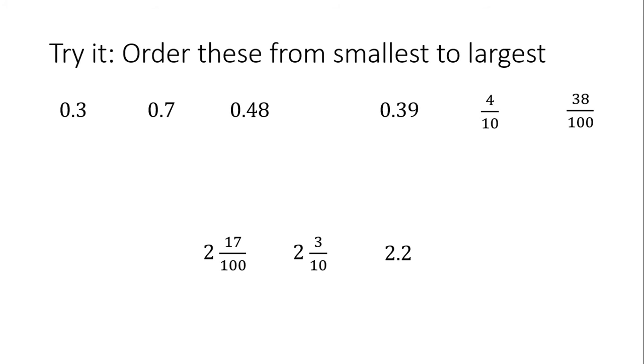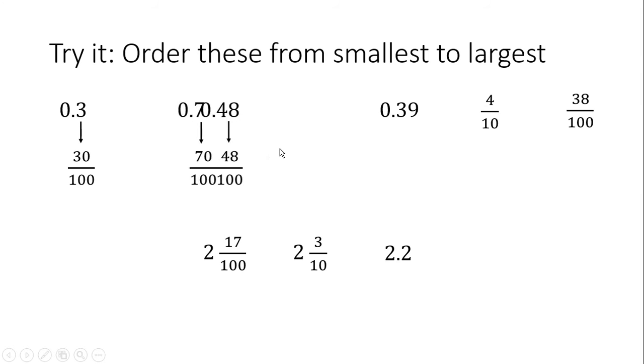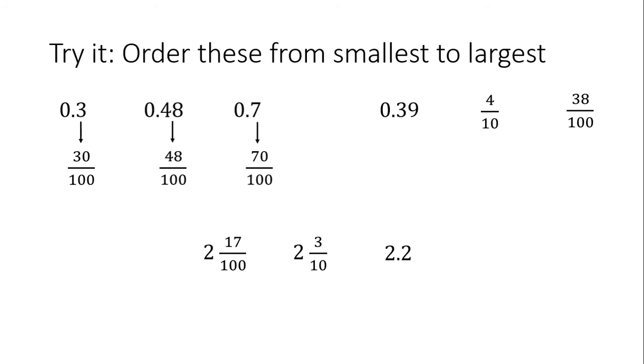Answer checking time. Starting in the top left, we have 3/10ths. Well, 3/10ths is the same as 30 hundredths. We have 7/10ths. Well, 7/10ths is the same as 70 hundredths. And we have 48 hundredths. Well, 48 hundredths is the same as 48 hundredths. Okay, now that we've converted them all into fractions, we can see that 48 hundredths is less than 70 hundredths. So let's do a bit of a switcheroo. There we go. Now they're in order.